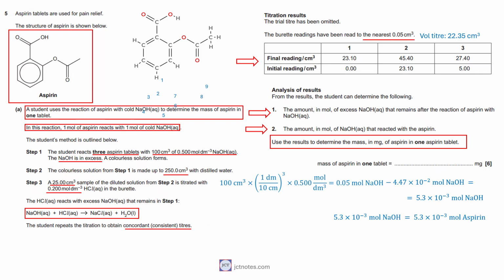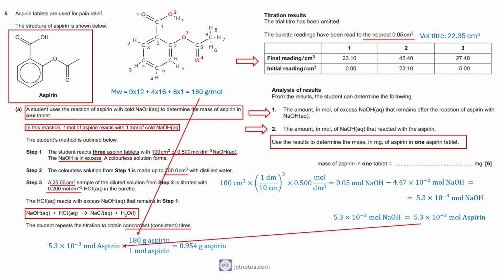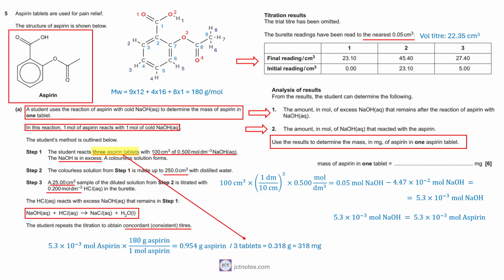I find 9 carbon atoms, 8 hydrogen atoms, and 4 oxygen atoms. Using these numbers, the molecular mass of aspirin is 180 grams per mole. Therefore, 5.3 times 10 to the power of -3 moles of aspirin has a mass of 0.954 grams. Since this mass came from 3 aspirin tablets, the mass of 1 tablet is 0.318 grams, which is equal to 318 milligrams. The answer is 318 milligrams.